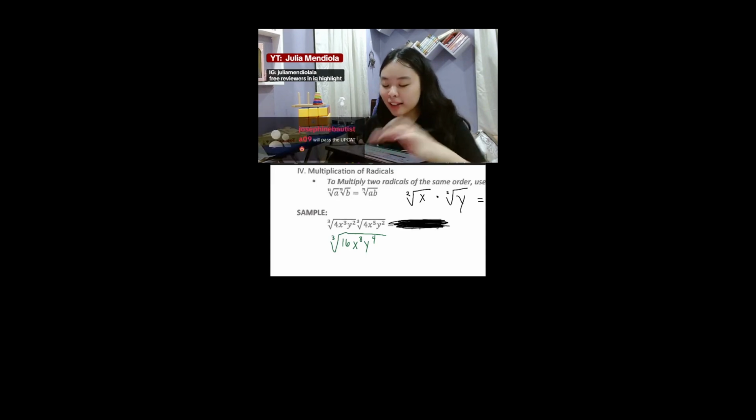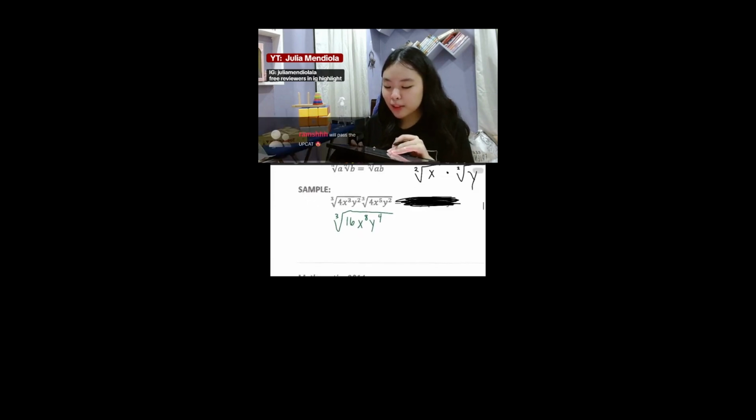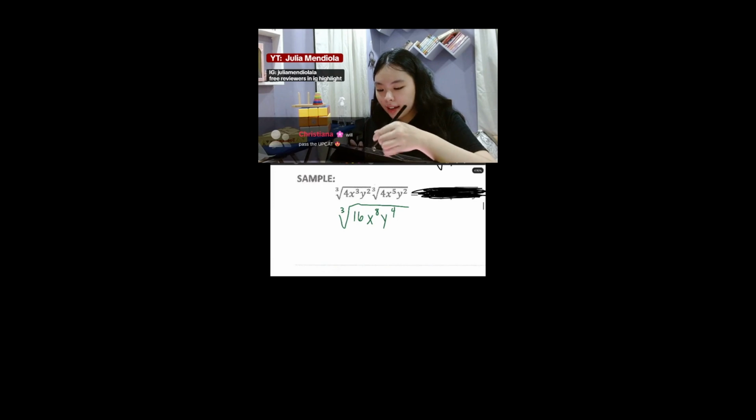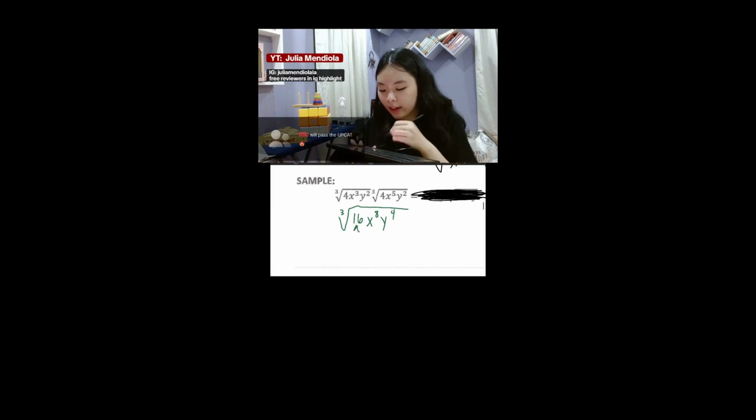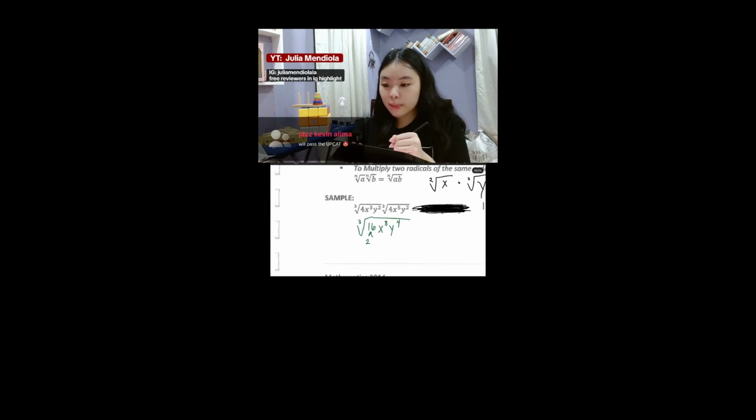Okay, hindi pa kasi final ang sagot kasi pwede pa siya i-simplify. Bakit pwede pa siya i-simplify? Kasi pwede pa i-simplify, sabi niya eh. So, ilalabas pa natin siya. Ilang 2 ang meron sa 16? That's 2 raised to 4. So, ilang 2 ang pwedeng lumabas?